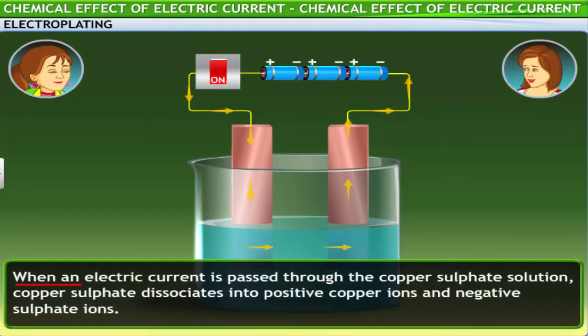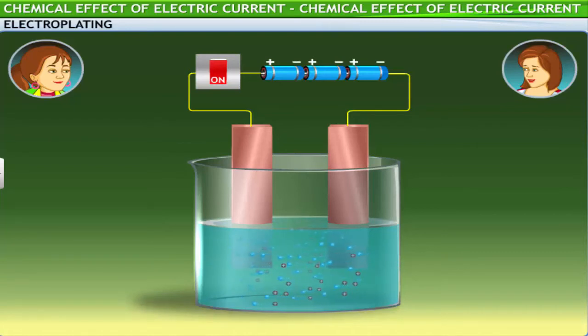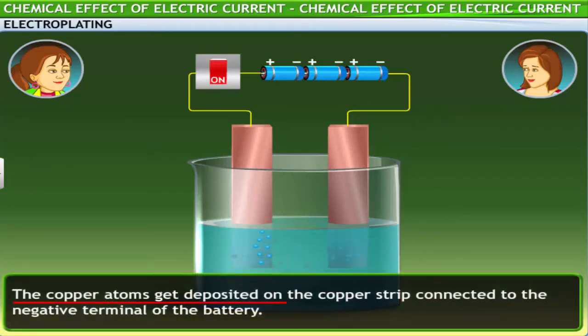When an electric current is passed through the copper sulfate solution, copper sulfate dissociates into positive copper ions and negative sulfate ions. The copper ions, being positively charged, move to the electrode connected to the negative terminal of the battery, absorb electrons from the electrode, and convert into copper atoms. The copper atoms get deposited onto the copper strip connected to the negative terminal of the battery.